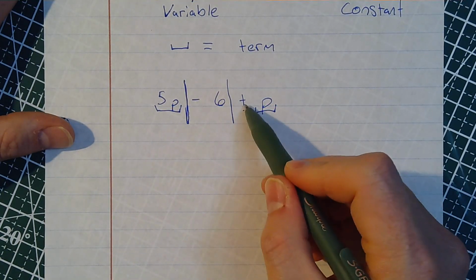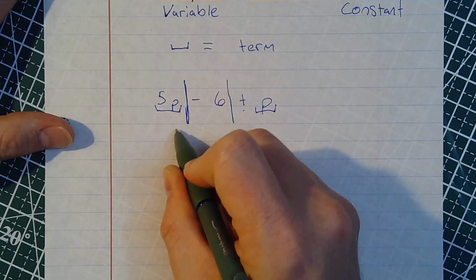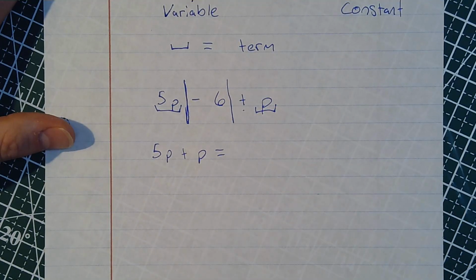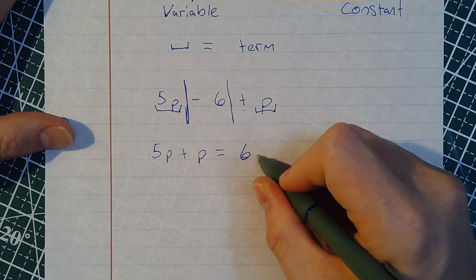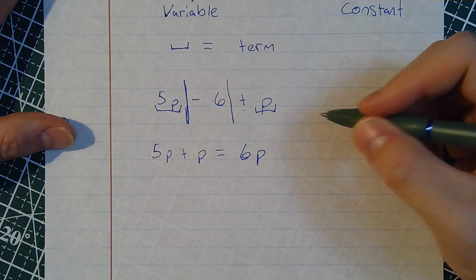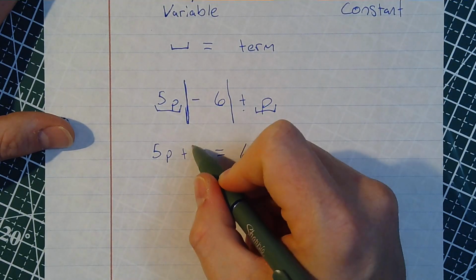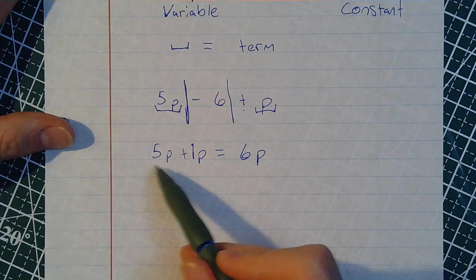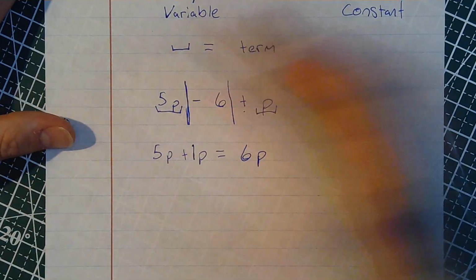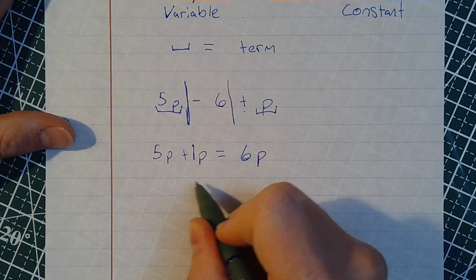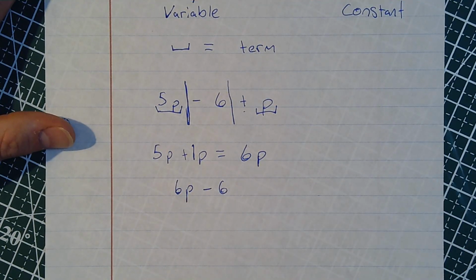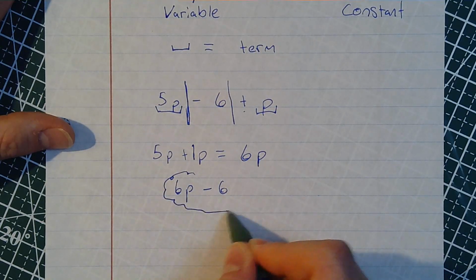So 5p plus p equals 6p. Because the other trick with this is if there's nothing in front of it, it is the number 1. So I could represent that as 1p. And that becomes pretty simple to combine. Then my entire expression, now simplified, is 6p minus 6. And that would be our answer.